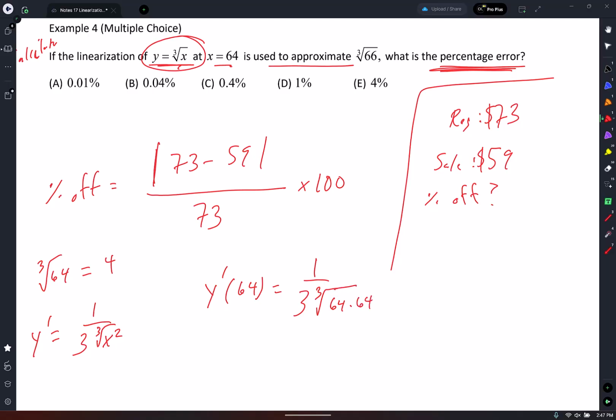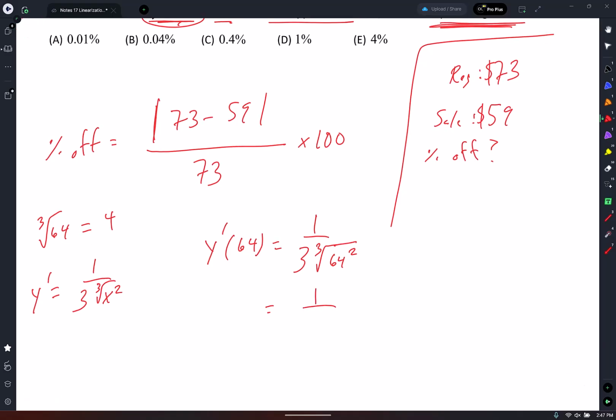Are you guys okay when I write it like that? Well, I can put the square if you want me to, and then 64 squared, right? Okay, that's fine. 1 over 3 times the cube root of 64 times the cube root of 64, so you guys can see it. The cube root of 64 you said was 4, and the cube root of 64 again is 4. 4 times 4 is 16, and 16 times 3 is 48.